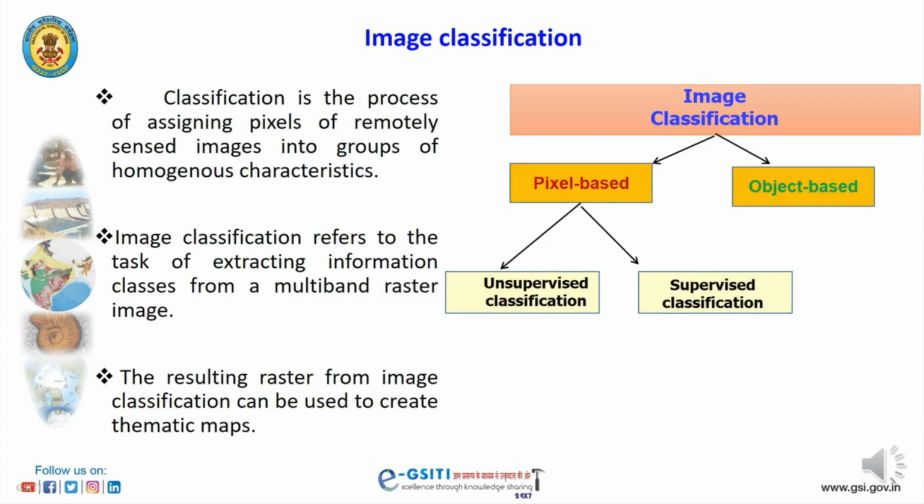Image classification. Classification is the process of assigning pixels of remotely sensed images into groups of homogeneous characteristics. Image classification refers to the task of extracting information classes from multi-band raster images. The resulting raster from image classification can be used to create thematic maps. Classification can be of two types: one is pixel based, another is object based. Supervised classification and unsupervised classification are part of pixel based classification.